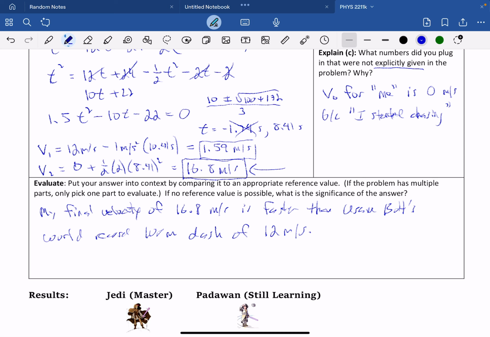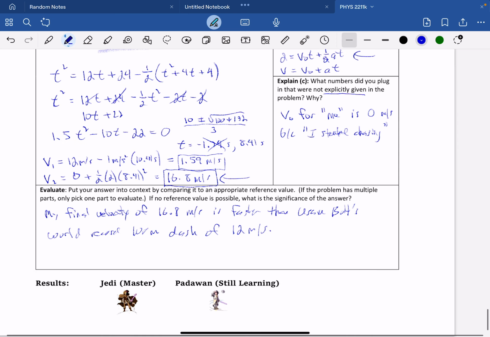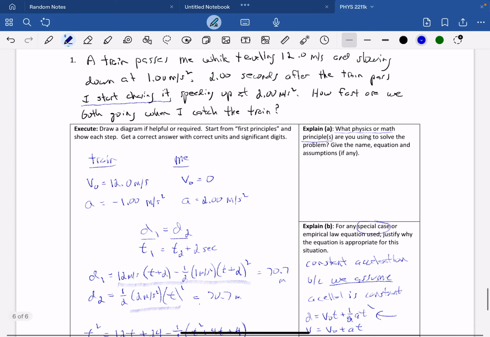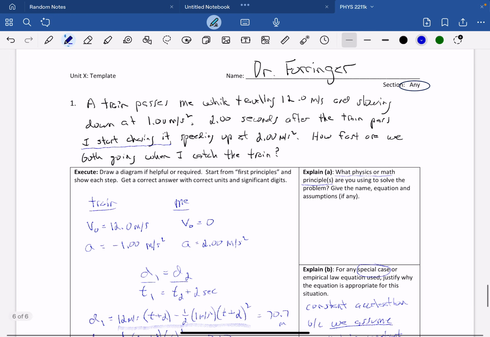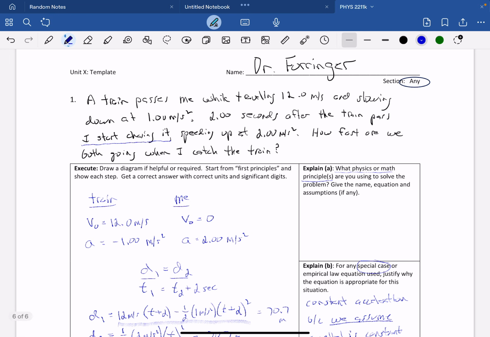You don't have to write any of that in your evaluation, but what the evaluation does tell us is that the problem doesn't really make sense. That's fine. I made up this problem for today's example. The fact that the answer doesn't really make sense is no big deal. I just wanted to show you how to do a complex constant acceleration problem.